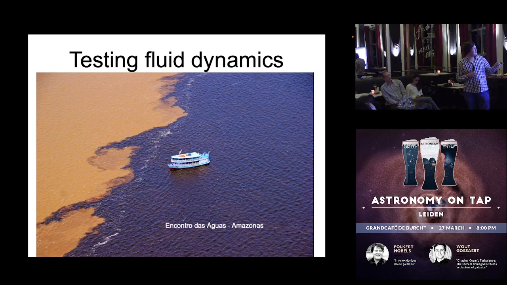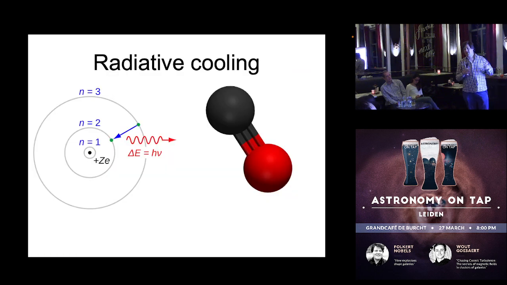The next component is that you need to do radiative cooling. For this, you just ask some people that do atomic physics or molecular physics to calculate how particles like atoms and molecules radiate away energy. And the energy that's radiated away also cools down the material. So this also you just put in your model.